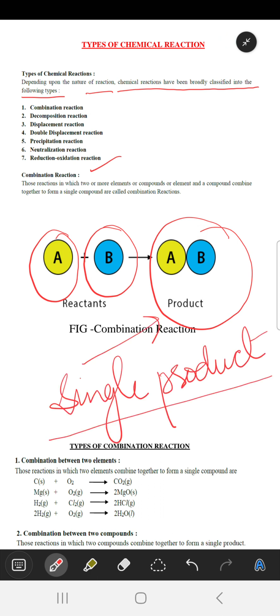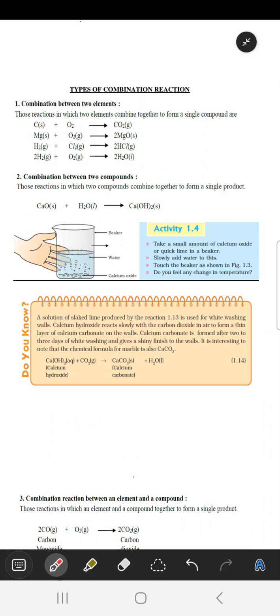The combination reaction is the reaction in which two or more elements or compounds, or an element and a compound, combine together to form a single compound. Next, we will discuss the types of combination reaction. Depending upon the combination of the reactants, we have classified them into three types.